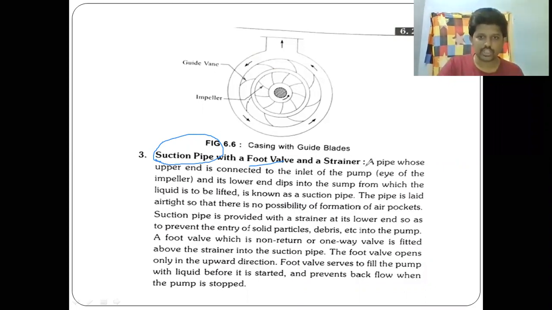The strainer filters the water and does not allow impurities to pass. We have major impurities at ground level, like dust and many other things. We are not allowing those to pass through. The strainer is meant for that. So that is our third part.